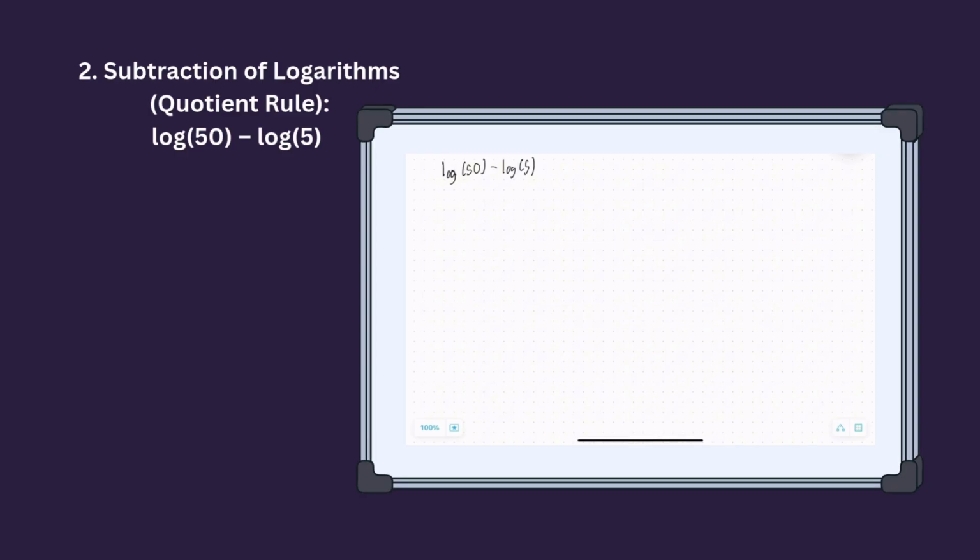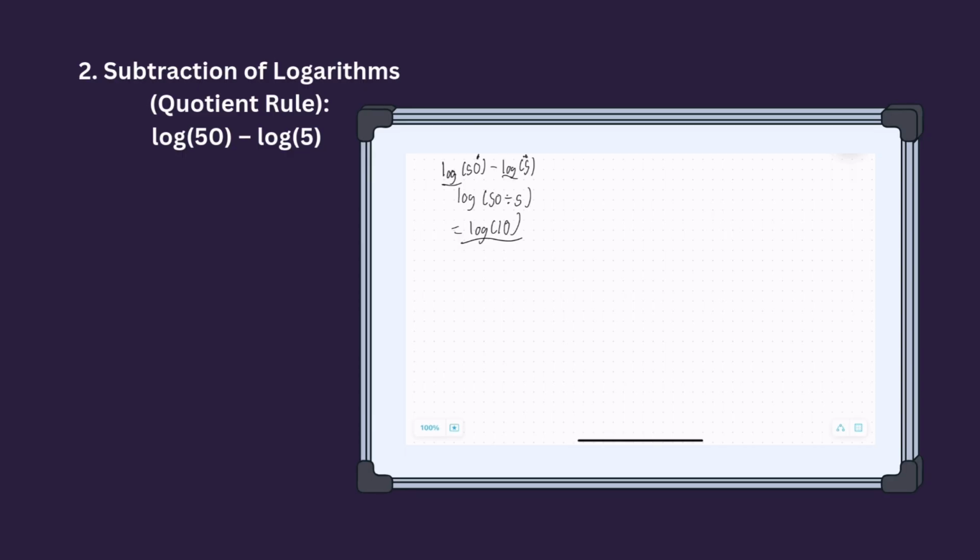So since you have the same base, and take note in the quotient rule, we divide the two numbers inside the parentheses. So log 50 divided by 5 equals 10. Now, this is our final answer. And to expound it further, subtracting logarithms with the same base means dividing the arguments. So if you can see they have the same base, just divide the two numbers inside the parentheses and you get your final answer.